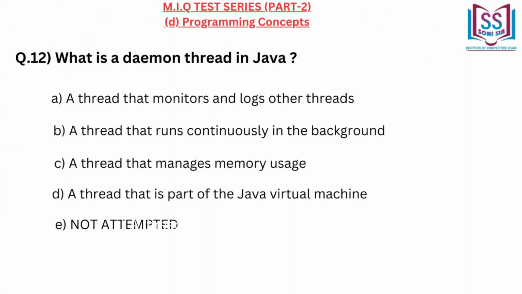What is a daemon thread in Java? A. A thread that monitors and logs other threads. B. A thread that runs continuously in the background. C. A thread that manages memory usage. D. A thread that is part of the Java virtual machine.